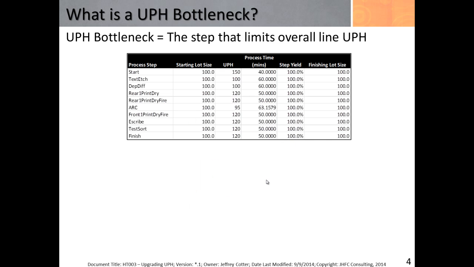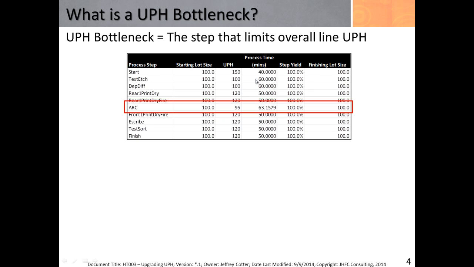Another important concept is the UPH bottleneck. This is the production step that limits the overall productivity of your line. This table shows the UPH values for each of the production steps in the VCF. Here's the UPH and the calculated process time for each of those steps, ranging from 40 minutes all the way up to 63 minutes. The bottleneck step is the ARC process step, at 63 minutes process time per lot. It also has the lowest UPH.